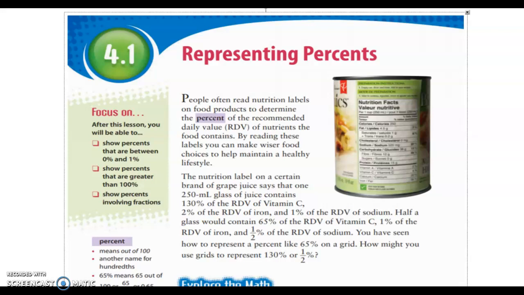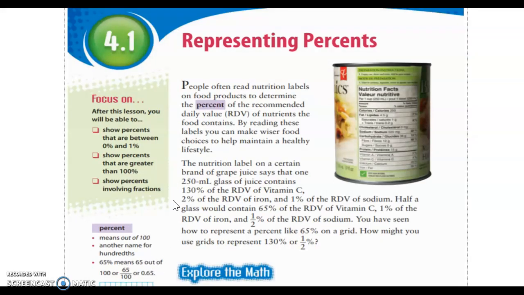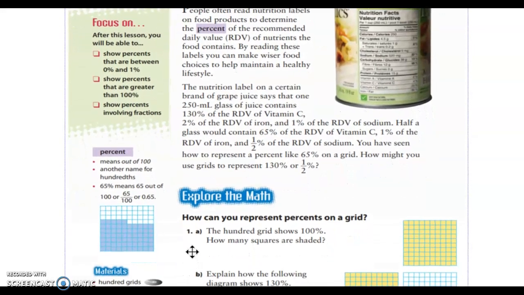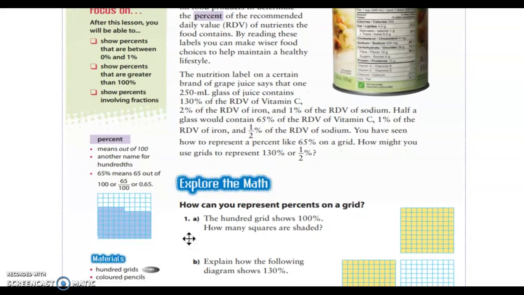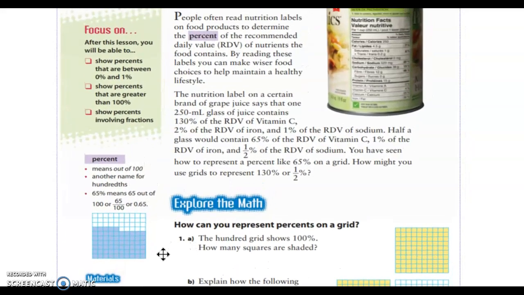You'll notice on this screen, I'm looking at page 122 in your textbook, and you can see there's a can here that someone has gone to the grocery store to buy. People often read nutrition labels on food products to determine the percent of the recommended daily value, the RDV, of nutrients the food contains. By reading these labels, you can make wiser food choices to maintain body health.